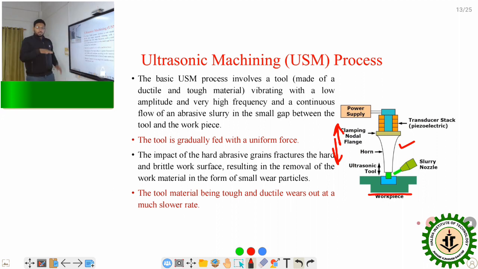So when the tool vibrates at a high frequency with low amplitude, there is some abrasive material which comes from the tool, and that will strike on the workpiece, and in this manner the workpiece will be removed. So this is basically, you can say, the source is the mechanical energy, the high impact or the ultrasonic vibration. So these three are almost similar.